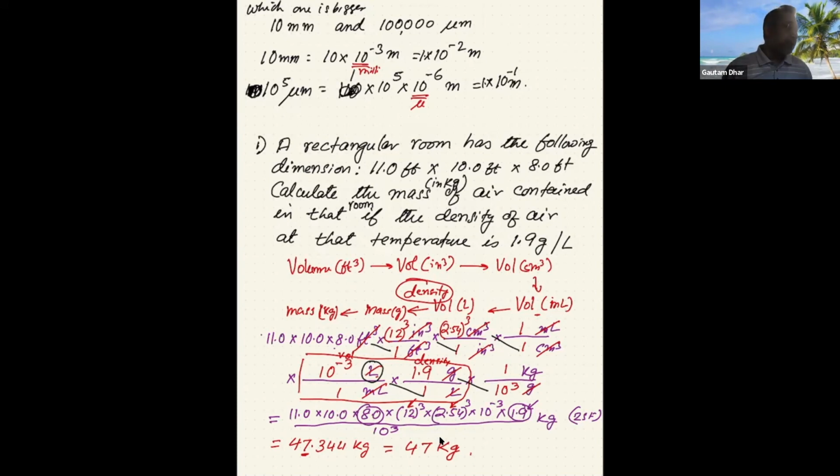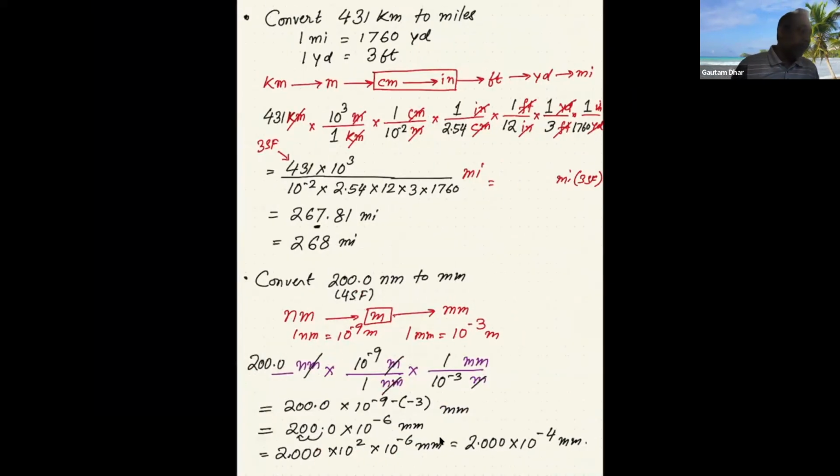If you look at the next problem, this is a very common thing: we need to convert from kilometer to miles. We can Google it, but if there's no Google in your hand, then you do it yourself. Here we are converting 431 kilometer to miles. I am given that 1 mile is 1760 yard, and that 1 yard is 3 feet. The rest we are expected to know.